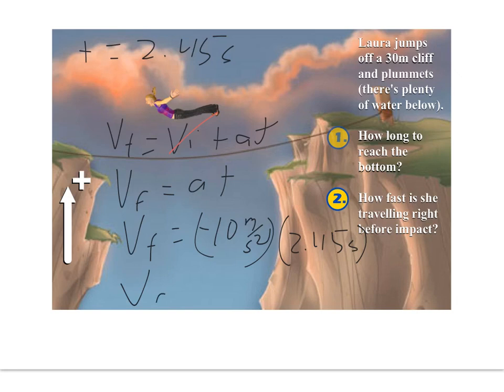Which gets me a final velocity of negative 24.5 meters per second. And notice here that the answer I've solved for is a negative value because as she moves down the cliff, she's going to gain velocity downward. And right before she hits the water, she's going to be moving downward. So the sign of our answer should match that, which it does.